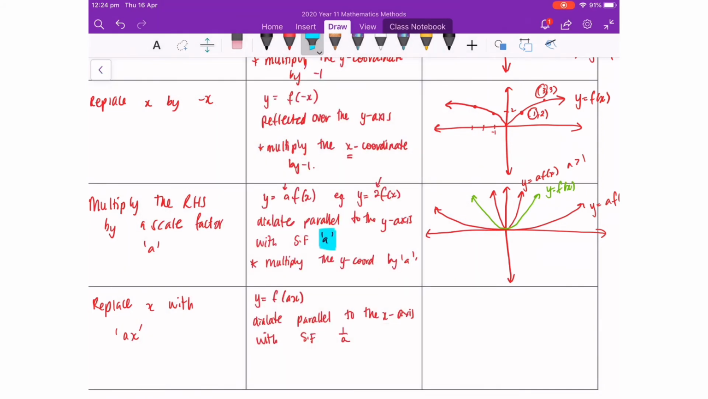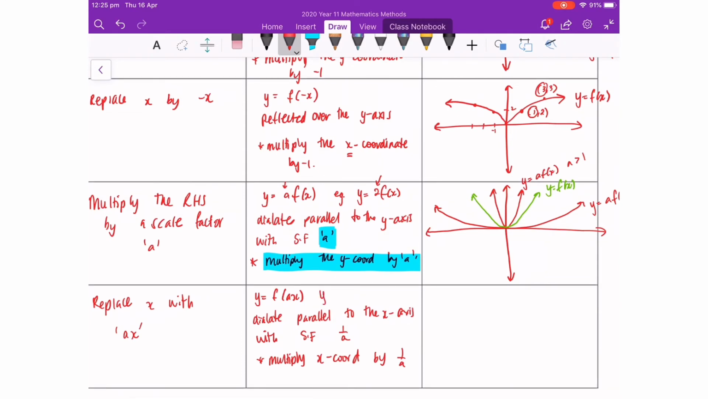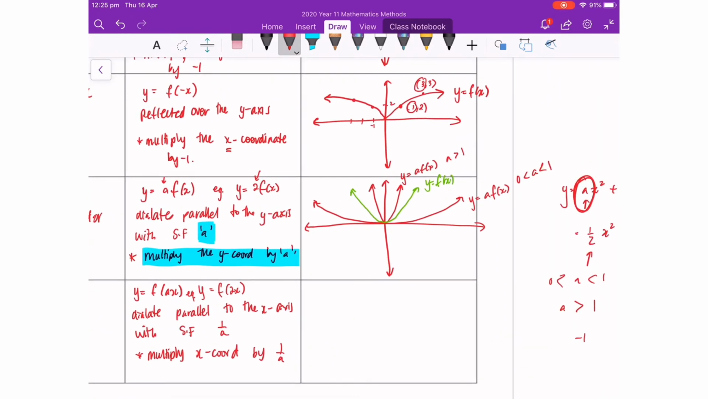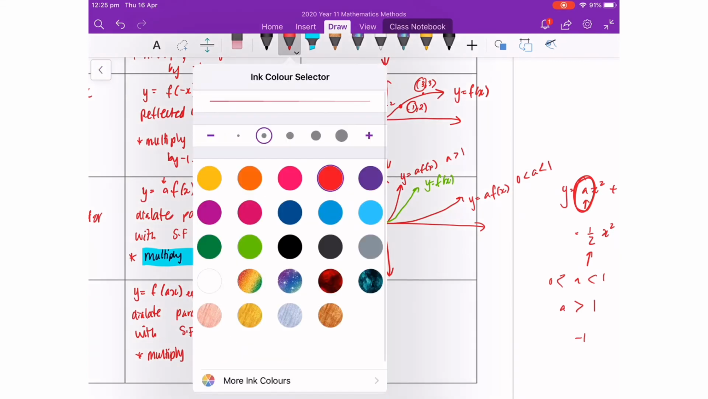What we've dealt with before is if we've got a scale factor of a, we just multiply the coordinate by a, okay? This is different. What we're going to do is multiply the x coordinate, not the y coordinate, by 1 over a. So for example, if y equals f(2x), that means we're going to multiply our x coordinates by 1 over a.